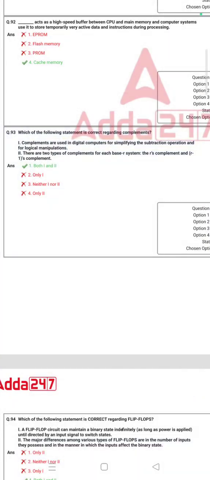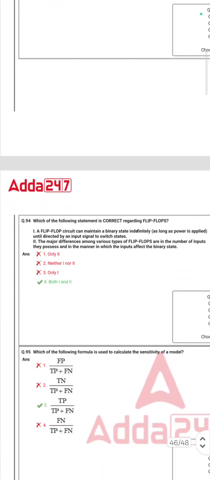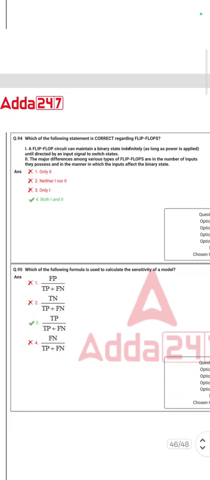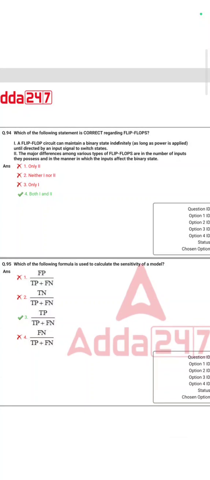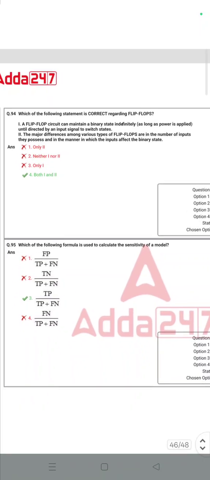Okay. Both are correct. Next, which of the following statements is correct regarding flip-flops? 1. A flip-flop circuit can maintain a binary state indefinitely as long as power is applied, until directed by an input signal to switch states. 2. The major difference among the types of flip-flops is in the number of inputs they possess and in the manner in which the inputs affect the binary state.